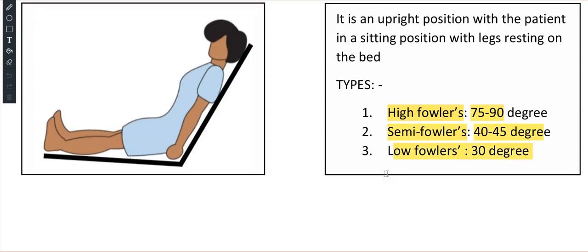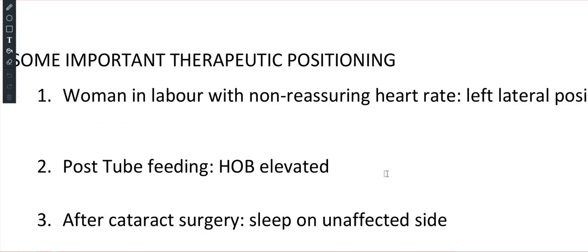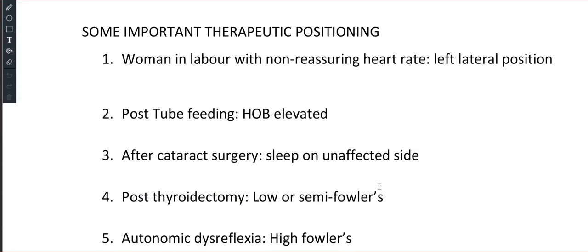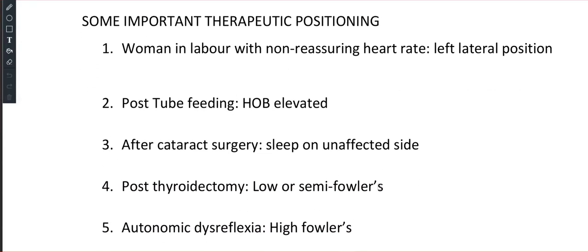Now let us discuss some important therapeutic positionings that you should know for any of your entrances, right? This is going to be a very short video. Please view this till the end to get more benefit from it. So there are some important therapeutic positionings. If a woman is in labor with a non-reassuring fetal heart rate, you know that it is normal if it is between 110 and 160 beats per minute.